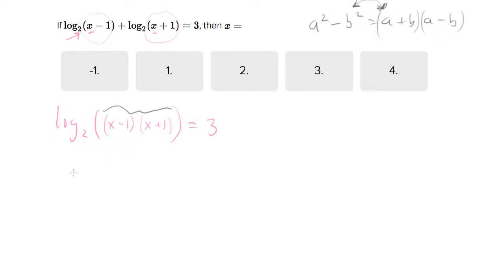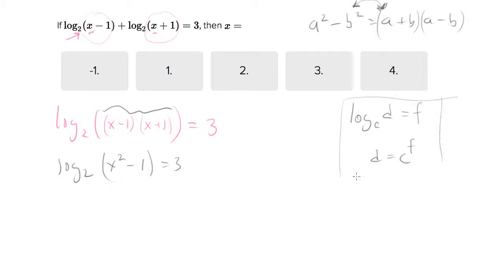So let's do that here. So we end up with log base 2 of x squared minus 1 equals 3. Now here, in order to move forward at this point, you just need to use the definition of a log. So the definition of a log looks like this. So log, I'm running out of letters, log base c of d equals f. If that's true, the following is also true. D equals c to the f. This is the definition of a log. You have to have that memorized and you need to know it. You can't figure that out. You have to just know.